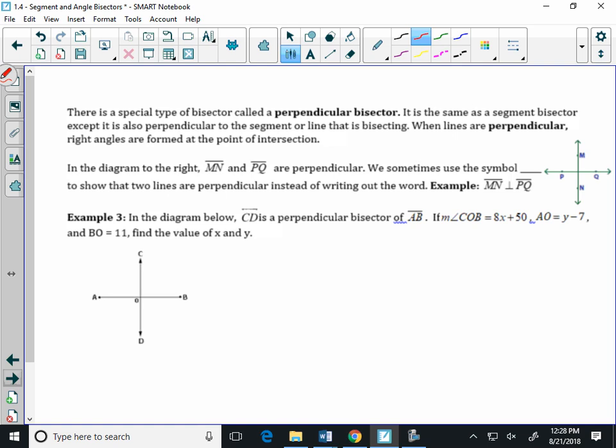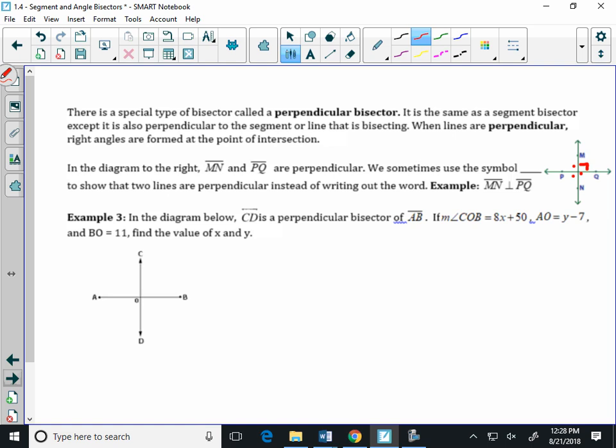So we look at this diagram. In this diagram to the right, MN and PQ are perpendicular. So where they intersect, they're creating right angles. All four of these angles, this angle, this angle, this angle, that angle, are right angles every time lines are perpendicular.